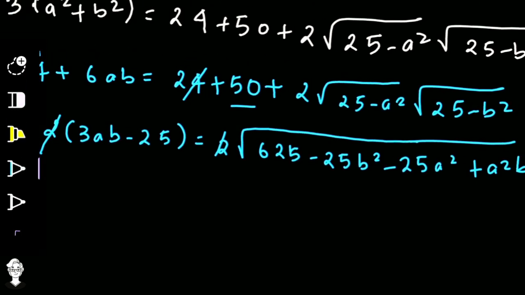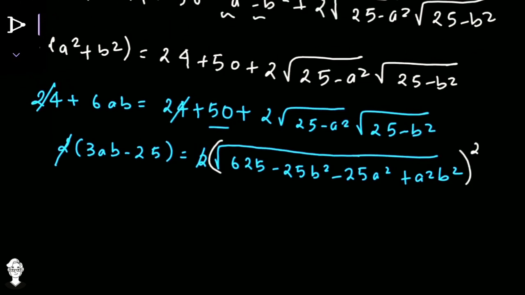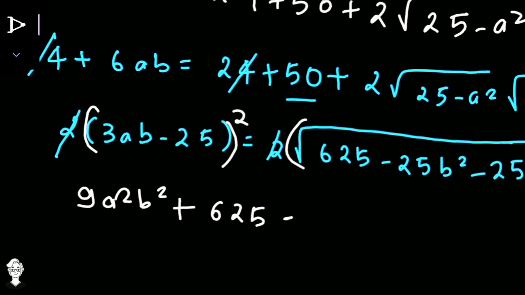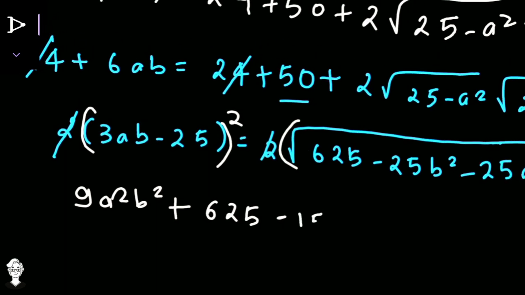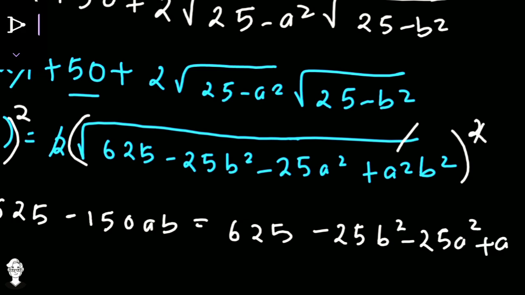In the next step what I will do is square both sides, so that this common square root will get excluded, and this I have to just square over here. So here it would form 9 times a square b square plus 25 square, that is 625, minus 2 into 3 into 25, that is 150 ab, and that is equal to square of this whole thing, that is 625. This and this got cancelled. So 625 minus 25 b square minus 25 a square plus a square b square.